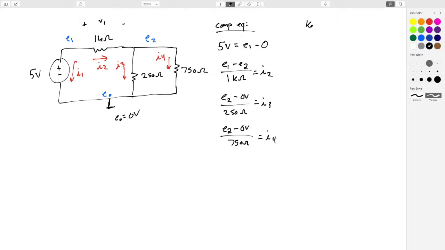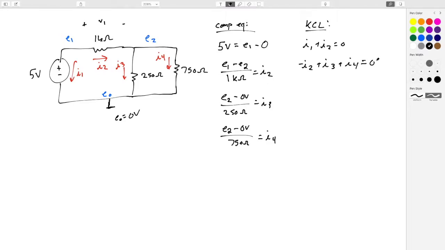Now our KCL equations, we're going to come up with one of those for each node that isn't the ground node. So for the E1 node, let's call outward flowing current positive, I1 plus I2 equals 0. And then for E2, negative I2 plus I3 plus I4 equals 0.